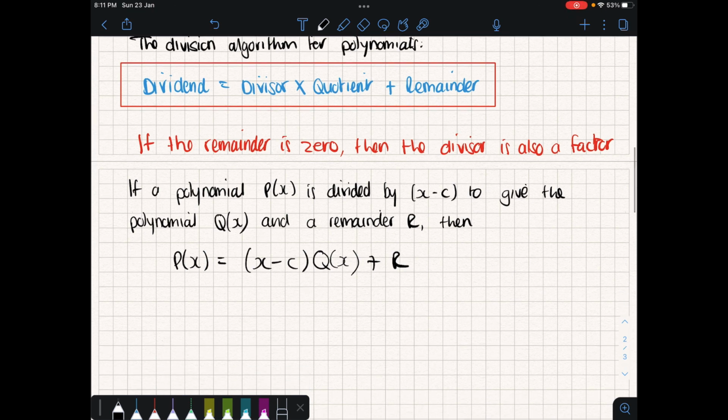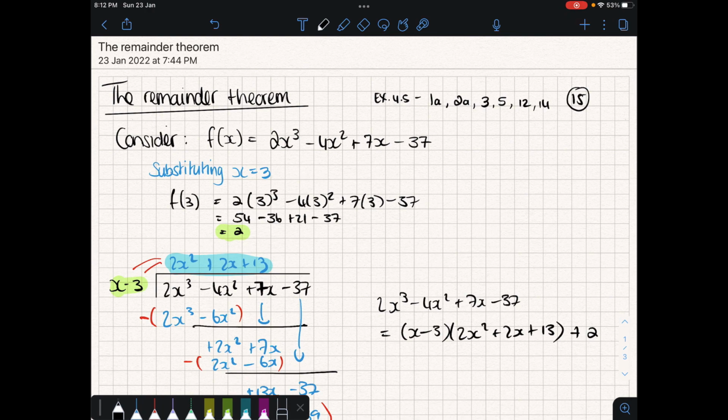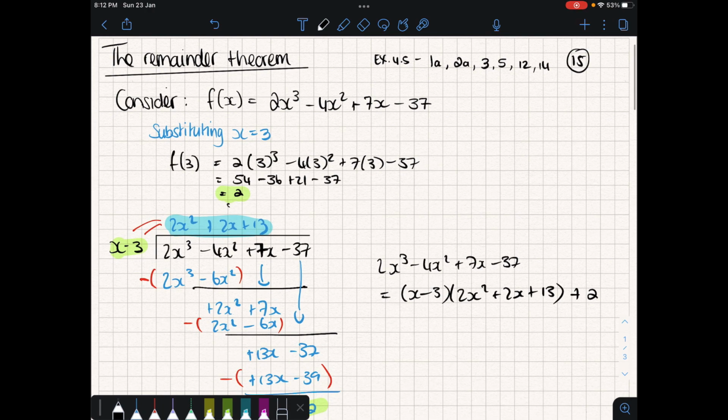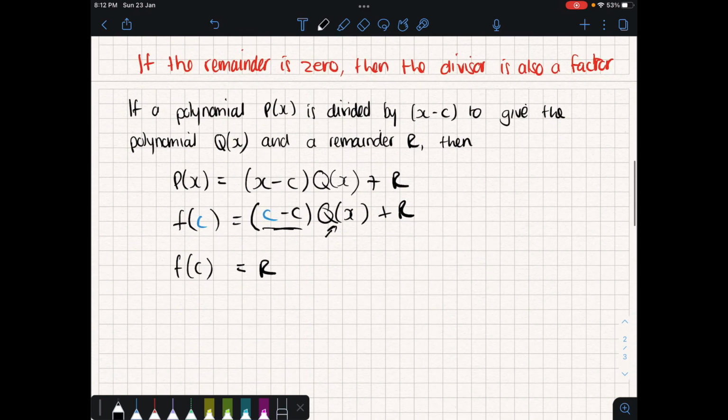Now if we substitute c into our equation, x is going to be replaced with c, and we're going to have the remainder at the end. Now this over here is going to become 0, which means this whole term is going to become 0. And we can say that if we substitute in f of c, we will be left with the remainder. And that's what we noted when we substituted the value of 3 in the first time. We got the same value when we divided the polynomial by what we would normally have considered a factor of x minus 3. So this then gives rise to what we call the remainder theorem.